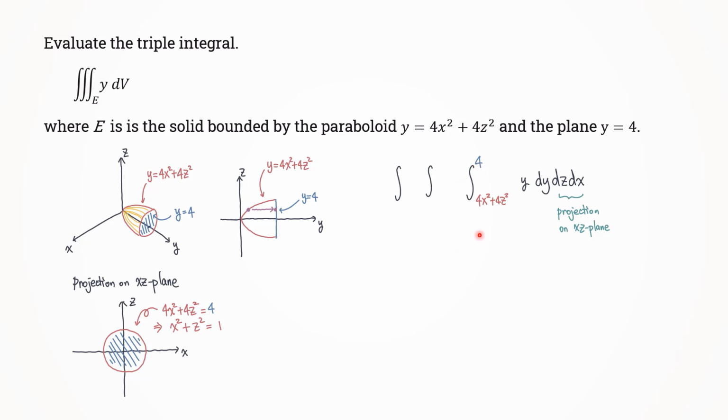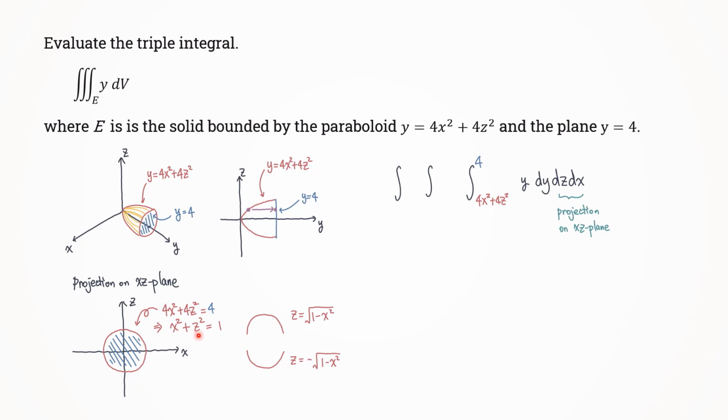Now once we figure out the innermost integral, then we just need to deal with the outer two, and that only requires us to look at the projection. We don't need to look at the solid anymore. So looking at the projection, because we need to find the limits for the z first, we are going to break this circle into two pieces in the z direction. And when that happens, we have the top semicircle and then the bottom semicircle.